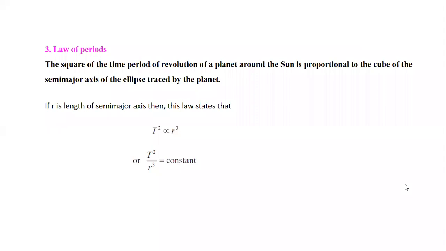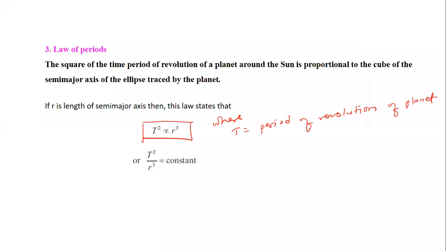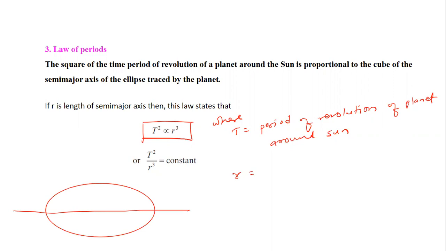Next article is Kepler's third law. The mathematical statement of Kepler's third law is T square proportional to r cube. In this formula, T is the period of revolution of planet around the Sun, and r is the semi major axis. You know that major axis is what? I told you this is the major axis, the larger axis. Half of that is the semi major axis.